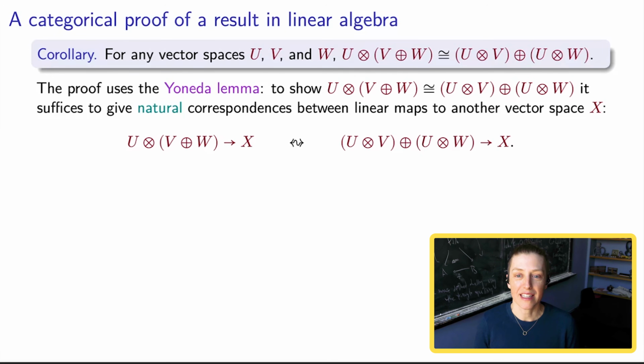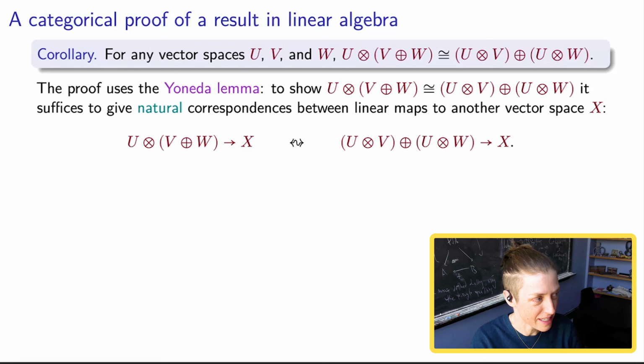And what it tells us in this case is that to construct a linear isomorphism between two vector spaces, it suffices instead to think about linear maps out of each of the vector spaces individually and into another vector space X. So on the left-hand side, we're thinking about linear maps from U tensor V plus W to X. And on the right-hand side, we're thinking about linear maps from U tensor V direct sum U tensor W to X. So we have two different collections of linear maps. And if I can show that these are in a one-to-one correspondence, so that there's a bijection between the set on the left and the set on the right, that is moreover natural.